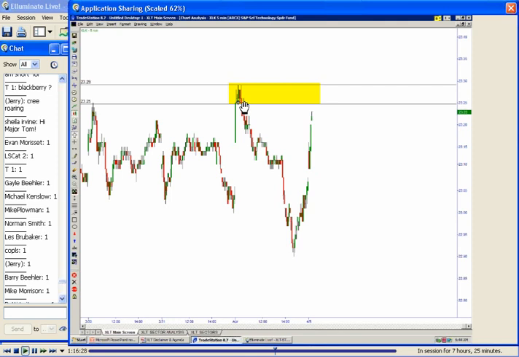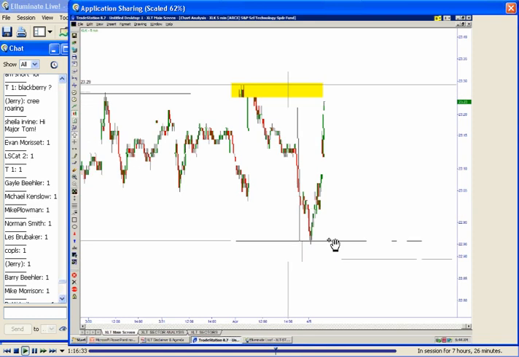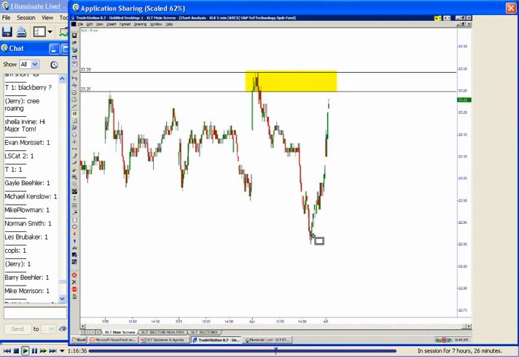Okay, now, again, look left but think right. Okay, we're looking left over here and thinking right. Where's the target? Well, we got a beautiful target right down here, and that would be your ultimate target down here below. Okay, in the meantime, we can either manage the trade.